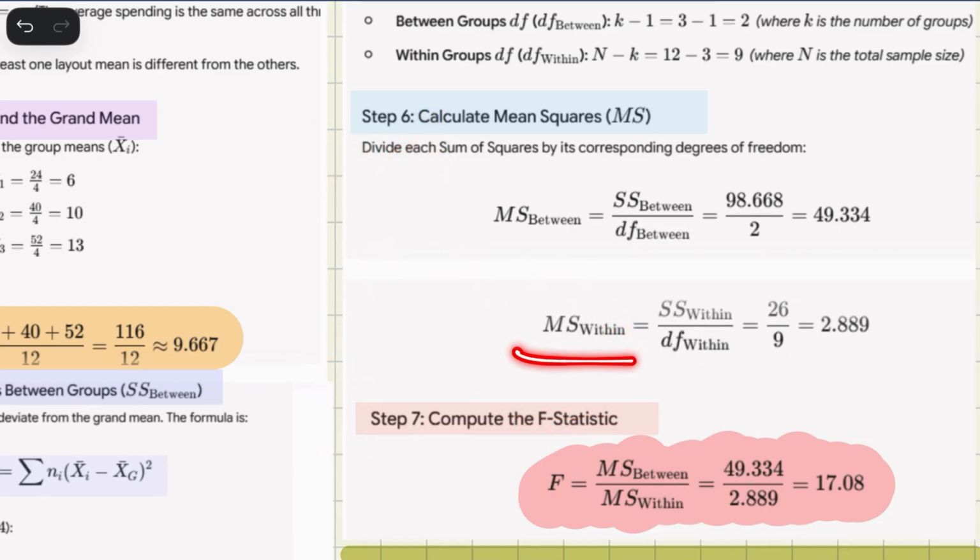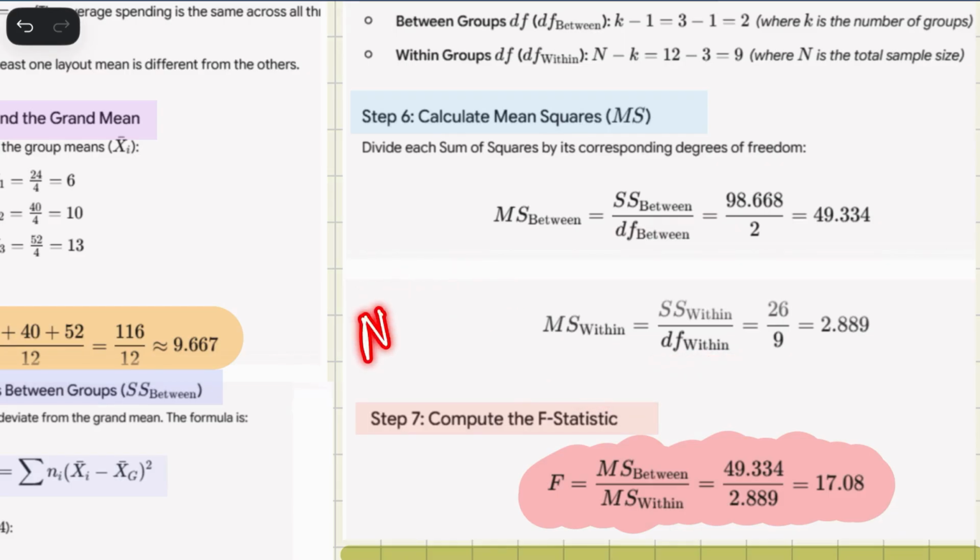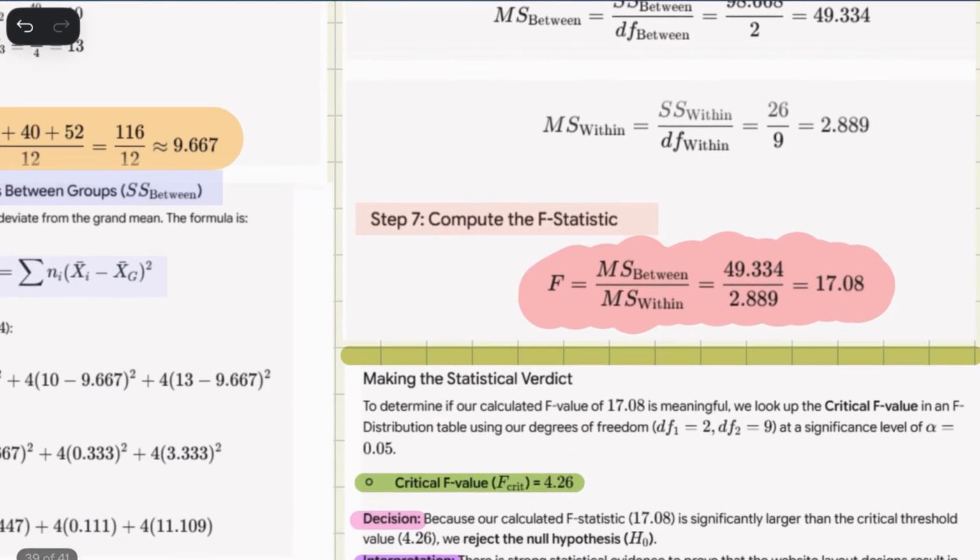And then we calculate the mean square within. Here we have the sum of squares within divided by the degrees of freedom within. We calculate n minus k for the degrees of freedom within, where n is our total sample size, which is 12, minus k, which is 3, since there are 3 types of layout. So 12 minus 3 equals 9. This is how we get the mean squares. After getting the mean squares, we compute the final F statistic, which is MS between divided by MS within.